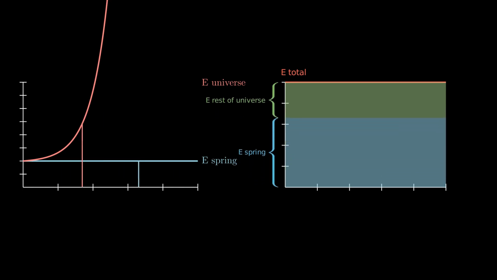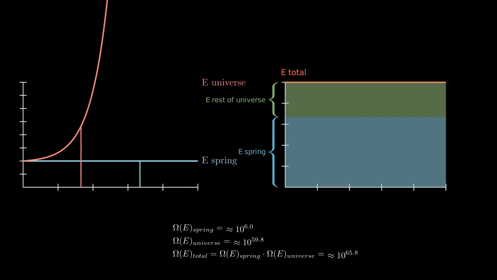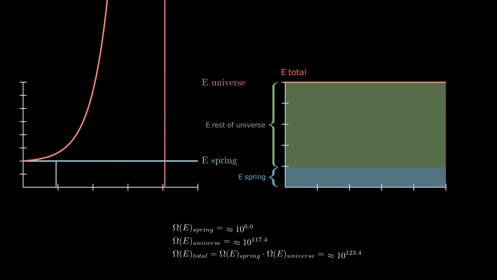And when the spring has more of the energy, there is way less microstates for the universe and the same amount of microstates for the spring. If we plug in some example numbers, we can see that there are a certain amount of microstates that correlate to the spring having most of the energy in the universe, but there are way more microstates that correlate to the spring having a tiny bit of the universe's energy.